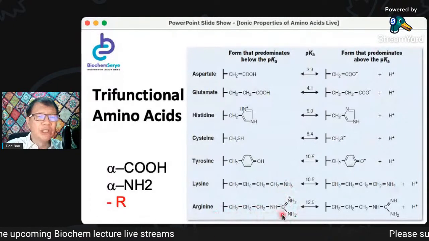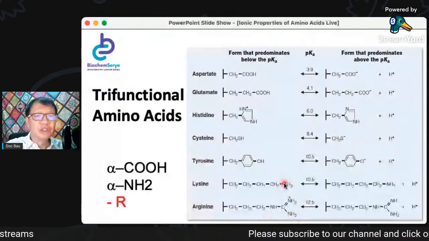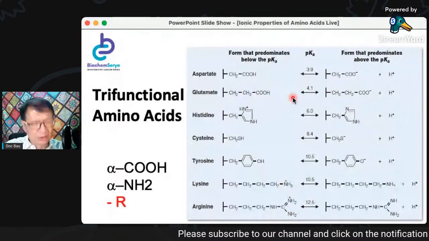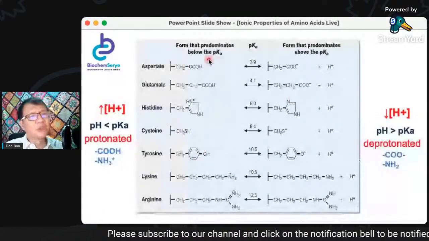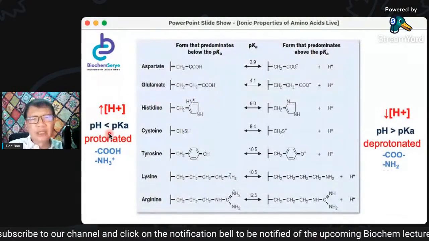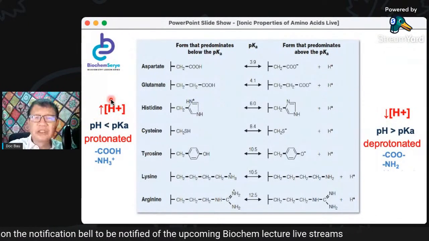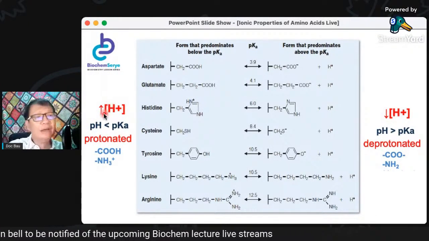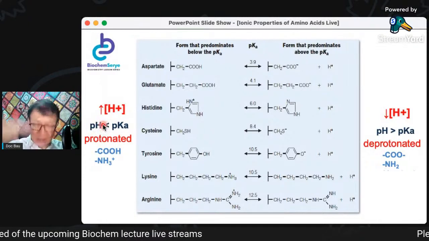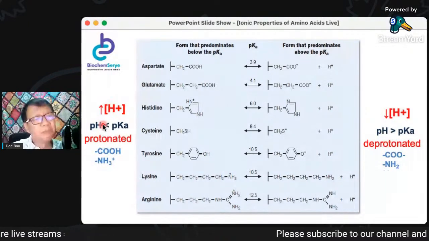Then for arginine, it's your guanidinium. So if we're going to look at this at low pH, again, I cannot overemphasize the fact: at low pH, the hydrogen ion concentration is very, very high. Your pH is very, very low. Most of the time, it will most probably be lower than your pKa.